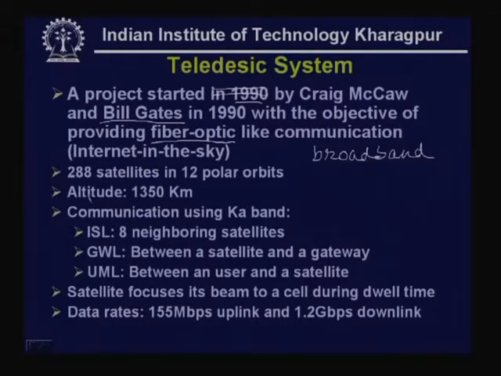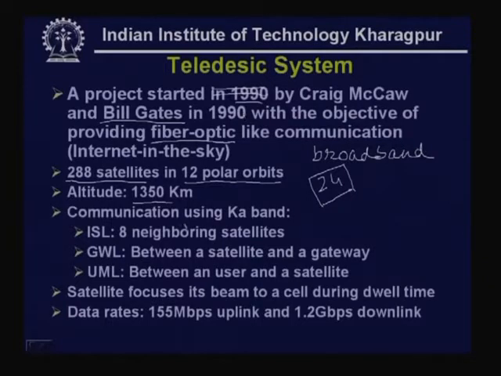The Teledesic system ultimately was designed with 288 satellites in 12 polar orbits. So, there are 12 polar orbits very similar to Iridium, and there are 288 satellites. So, you have got 24 satellites in each orbit, and you have got 12 such polar orbits, and these are stationed at an altitude of 1350 kilometer compared to 750 kilometer of Iridium.